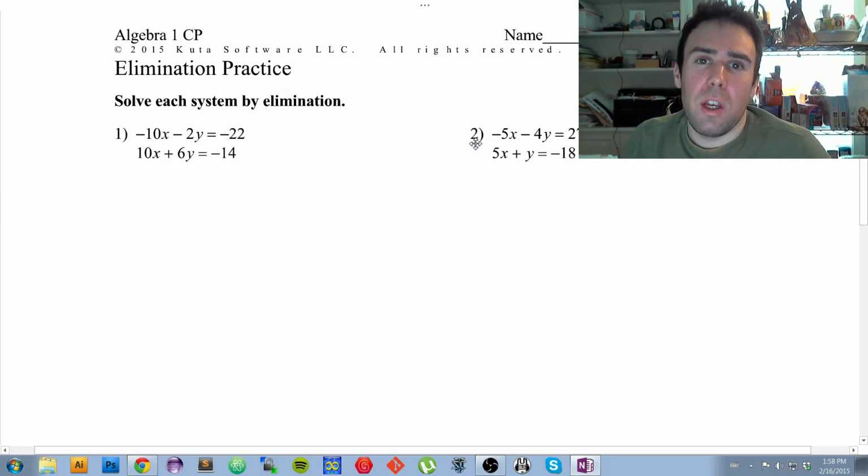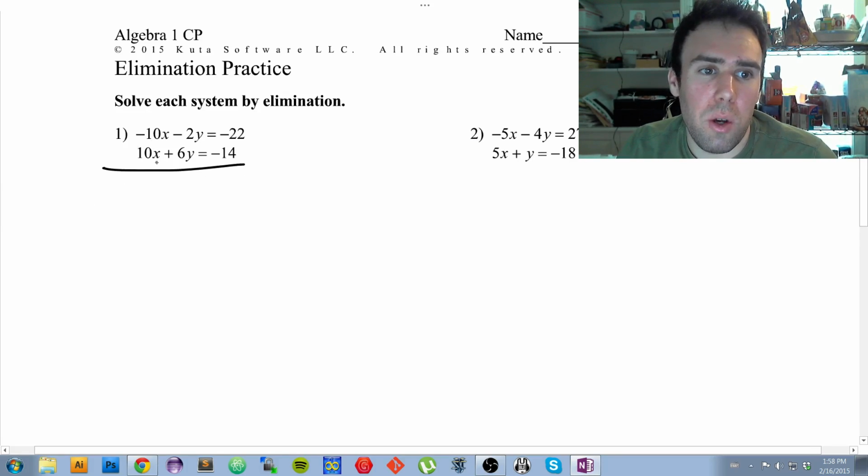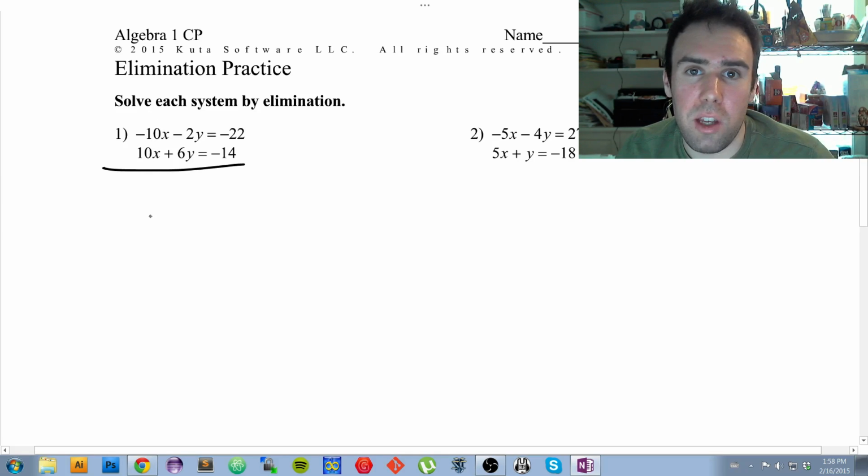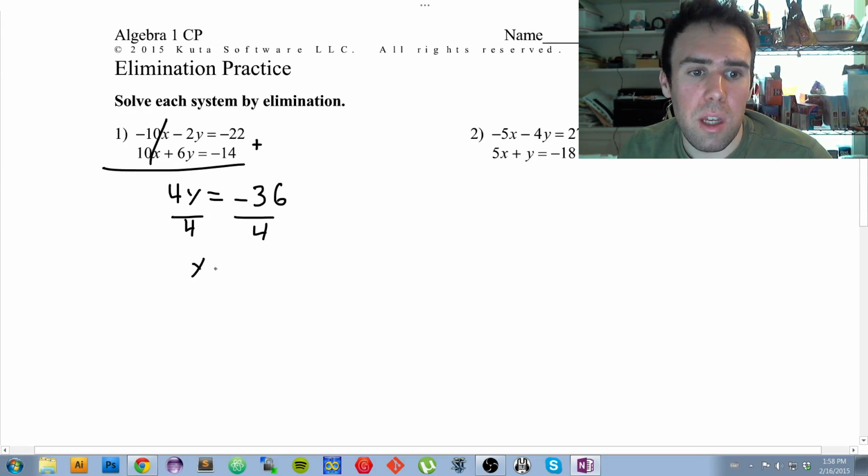Example 1. Again, we're looking for our equal and opposite pairs. I notice I have a plus 10x and a minus 10x. That means it's ready to eliminate. So there you go. 6 minus 2 gives you 4y's. And when I add these two negatives together, it actually gets more negative. That means I will have negative 36. Dividing both sides by 4 tells me that y is in fact minus 9.